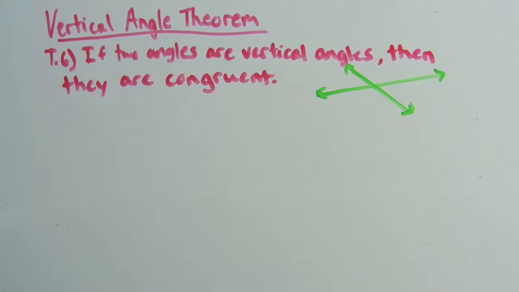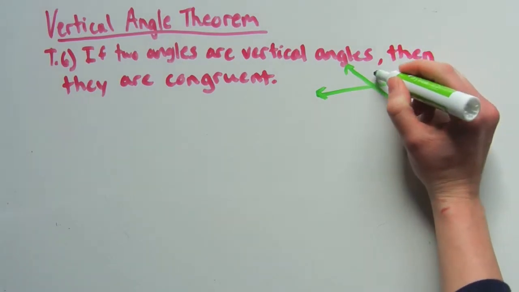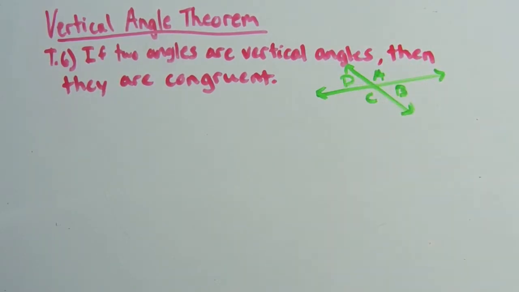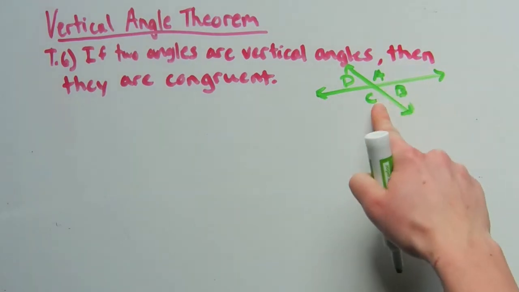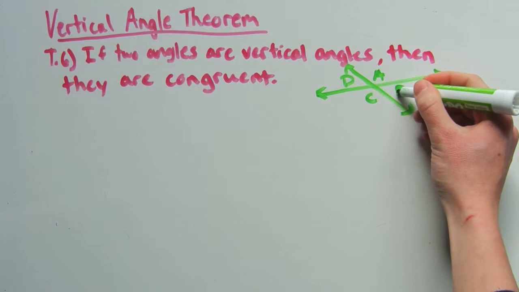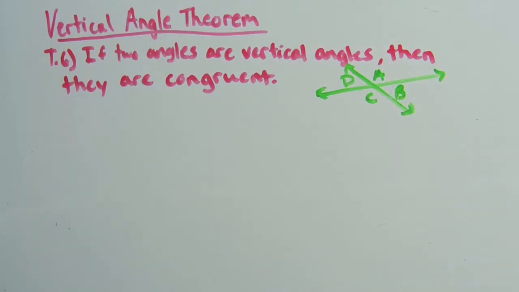So vertical angles are non-adjacent angles that are formed by intersecting lines. So we'll have A, B, C, and D. So based on this theorem, A and C should be congruent angles, and B and D should be congruent angles as well. And let's prove this using a two-column proof.